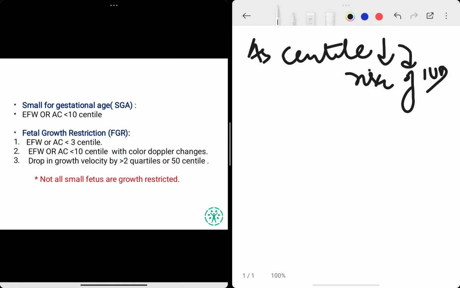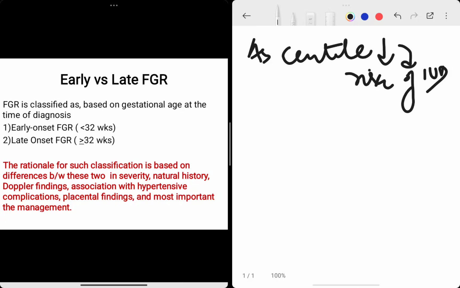Estimated fetal weight or abdominal circumference less than 10th centile with color Doppler changes. So 10th centile along with color Doppler changes is important, or a growth velocity drop of more than 2 quartiles or 50 centiles. Not all small babies hence are growth restricted. This definition of small for gestational age tells that if the ultrasound is normal but the estimated fetal weight is less than 10th centile, then these babies are small for gestational age and these small fetuses are not growth restricted.